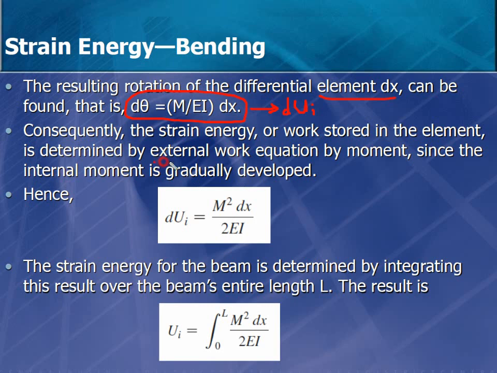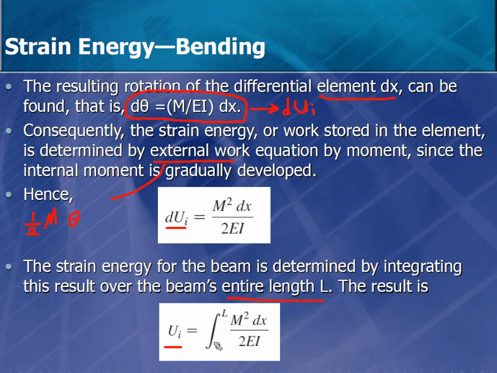Then from the external work, we already know what it was, which was 1 over 2 M theta. Then since I don't have the theta, I have theta dx there. So there is one moment here, which will be M squared, but I have dx here, so it's going to be dx here, and d theta is going to give me dUi. So it is for one element. In order to find it for the whole beam, the entire length of the beam, I have to take integration, and that's going to give me the internal energy due to moment.